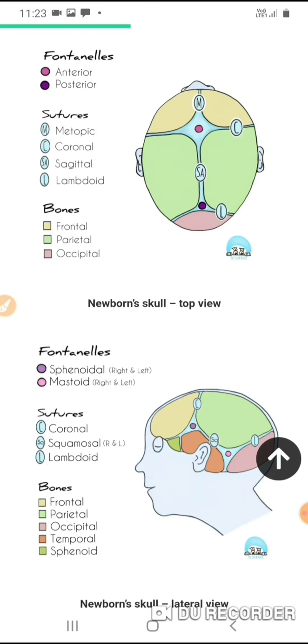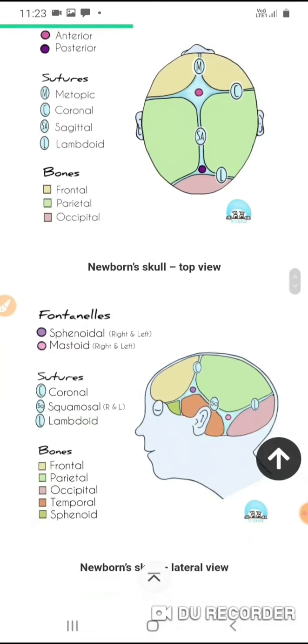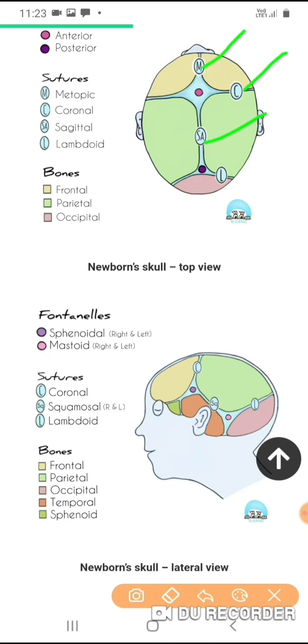Earlier we discussed about the frontal view of skull, where we find the suture lines, metopic suture and coronal suture and sagittal suture and lambdoid suture. These are the suture areas when we view the skull from the top. And the lateral view of the skull is where we see the suture lines, that is the coronal.